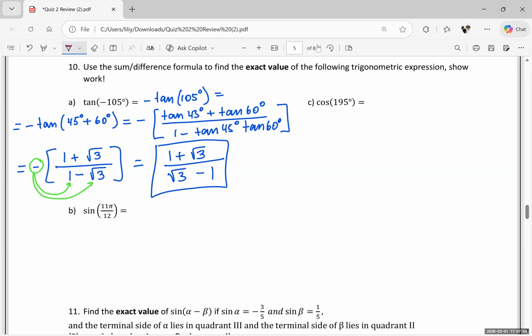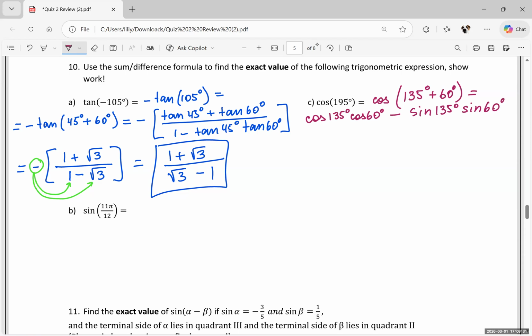We'll go ahead and do part C this time. Cosine of 195 degrees. This is the same as cosine of 135 plus 60. Could not stay in the first quadrant this time. That's okay. Open it up according to the formula. So this is cosine of 135 degrees times cosine of 60 degrees minus sine of 135 degrees times sine of 60 degrees.